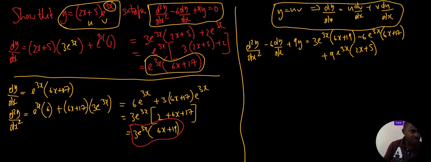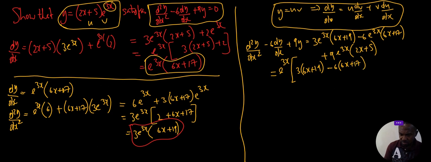So we're going to factor out e to the 3x from the right hand side. So we get e to the 3x, and now we're left with, in the first bracket, 3 times 6x plus 19. In the second bracket we're going to have minus 6 times 6x plus 17. And in the third we're going to get plus 9 times 2x plus 5. And if this is to be proven, the numerator most likely should reduce to 0.